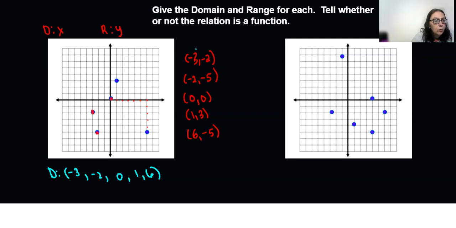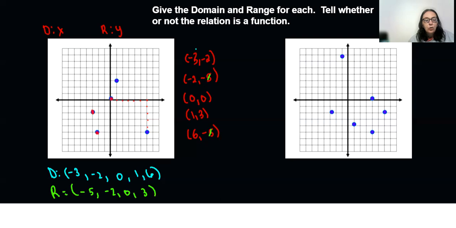All right, let's look at the range. So my range goes from -5. You see there's two -5s. You only need to list it once. So that takes care of that one and that one. And then we've got a -2. We've got a 0 and a 3. And that is my range.